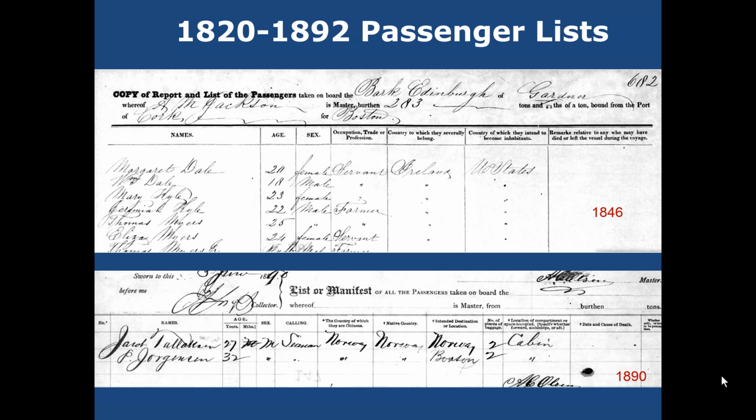At the bottom, you see the same type of information. We see the ages in years. We see a gender. We see the profession, the country of which they are citizens, their native country, the intended destination or location. This one includes the number of pieces of baggage that they came with. And it also includes what part of the ship they stayed on. So these folks were in a cabin. There's also a column for date and cause of death. That one is from 1890.